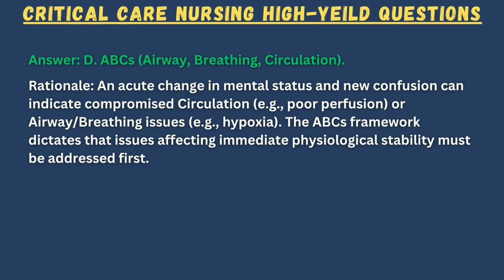Answer: D. ABCs, airway, breathing, circulation. Rationale: An acute change in mental status and new confusion can indicate compromised circulation, e.g., poor perfusion, or airway or breathing issues, e.g., hypoxia. The ABCs framework dictates that issues affecting immediate physiological stability must be addressed first.